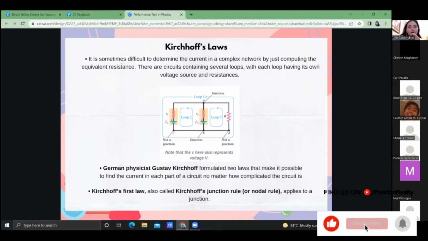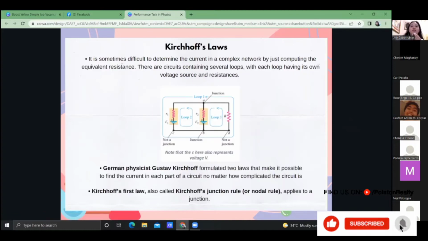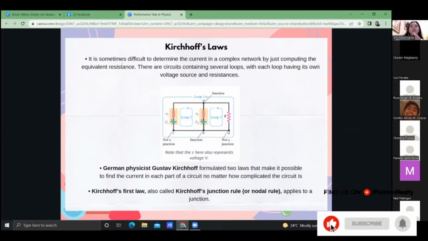Kirchhoff's first law, also called Kirchhoff's junction rule or nodal rule, applies to a junction. Kirchhoff's laws, which allow for the computation of currents, voltage, and resistance in electrical networks, were originally published in 1845. He generalized the equation describing current flow to the situation of electrical conductors in 3 dimensions, extending the ideas of German physicist Georg Simon Ohm.